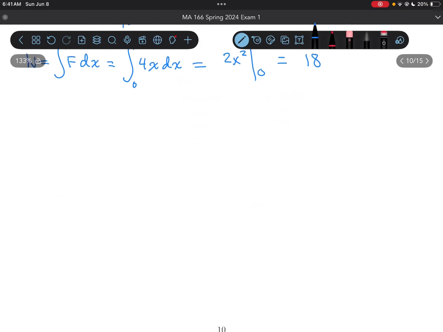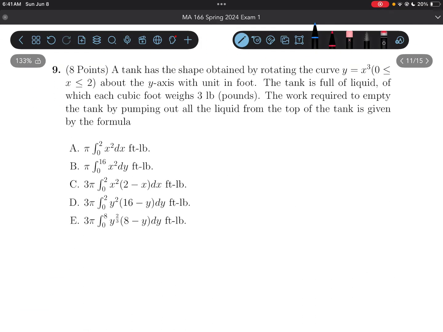Okay, moving on to question 9. Question 9 says, a tank has the shape obtained by rotating the curve y equals x cubed about the y-axis, with unit in foot. The tank is full of liquid, of which each cubic foot weighs 3 pounds. The work required to empty the tank by pumping out all of the liquid from the top of the tank is given by the formula, and they want us to calculate the formula for the work.